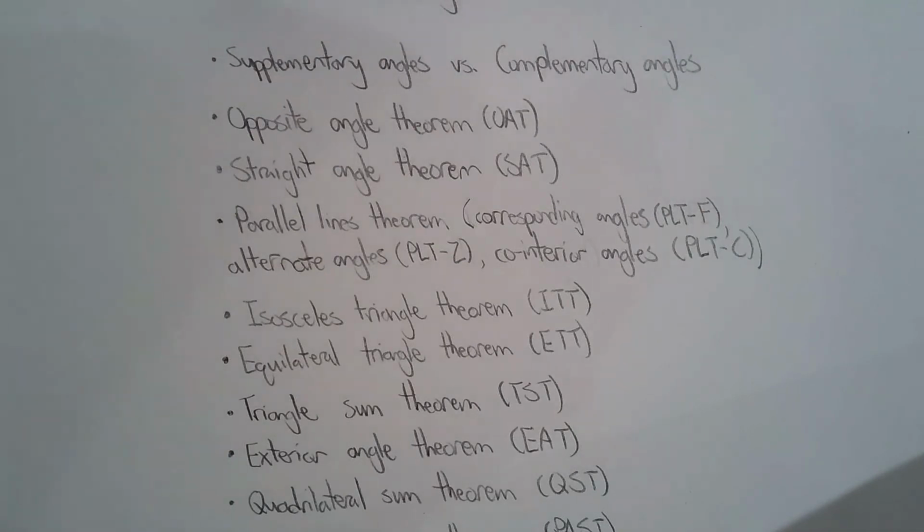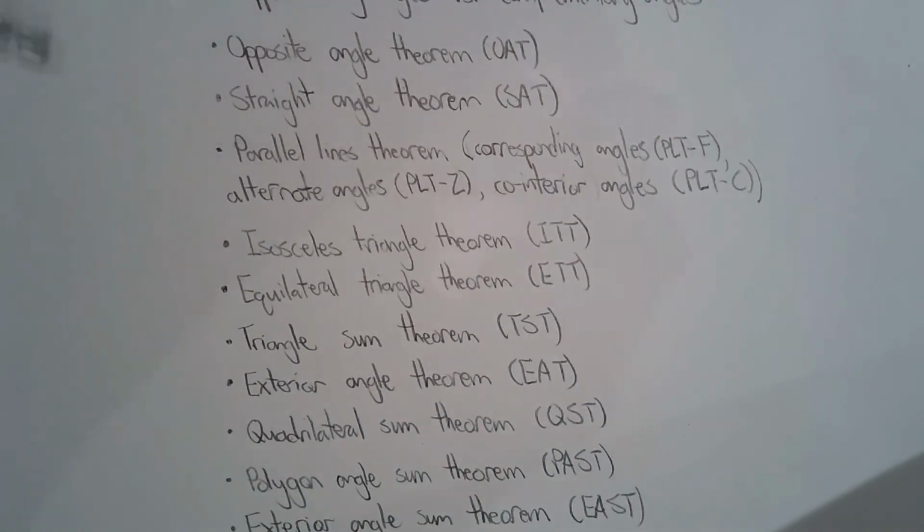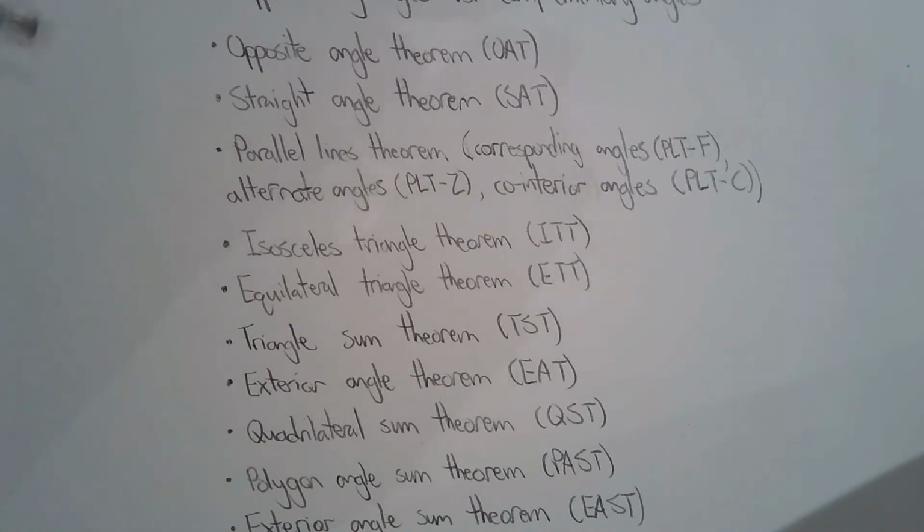For the next theorem, we have the isosceles triangle theorem, which states that if you have an isosceles triangle, you'll have two sides which are of equal length, and the angles which are opposite the sides which are of equal length, those angles will be congruent. The equilateral triangle theorem states that if you have an equilateral triangle, all the interior angles will be 60 degrees.